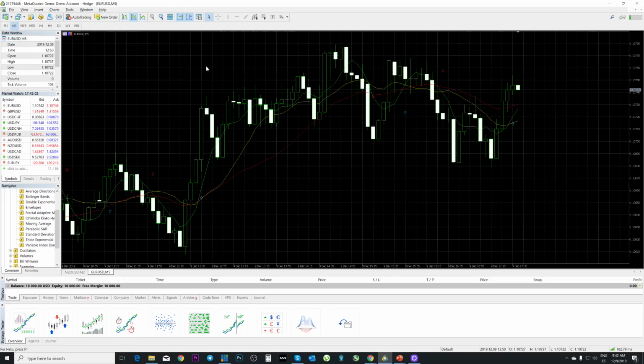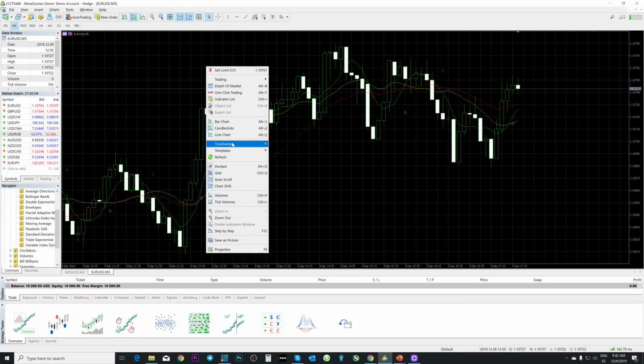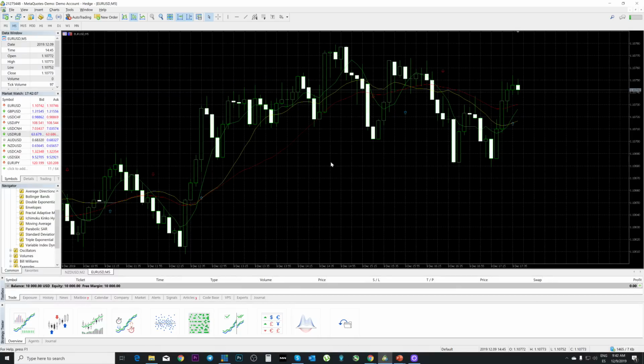So what you have to do in case you purchase it is right click on the chart, then go to time frames and choose 5 minutes. And it's going to be way more accurate. So that's actually really cool because it will give you more time to actually enter the trade.